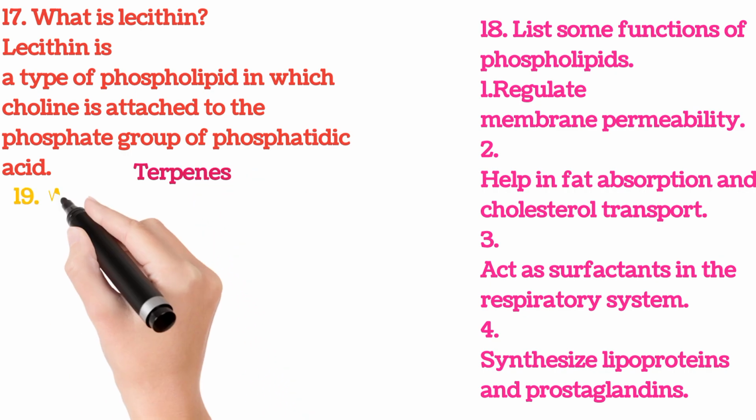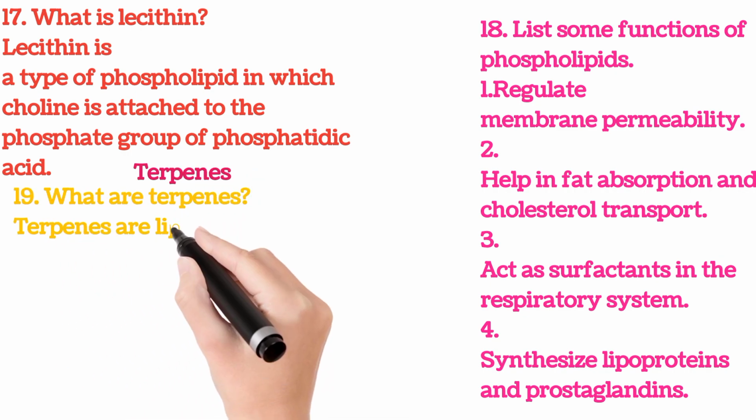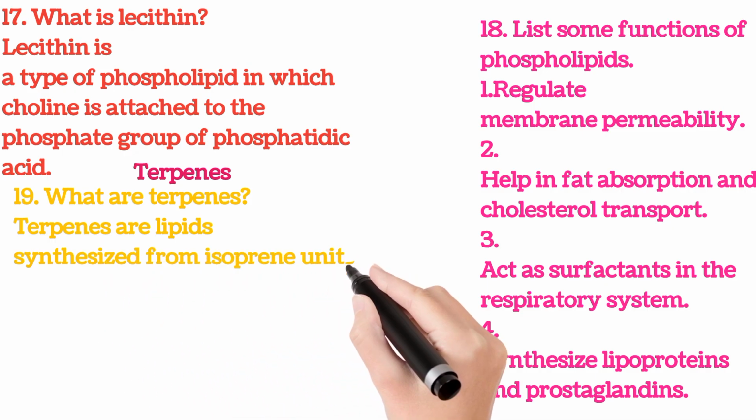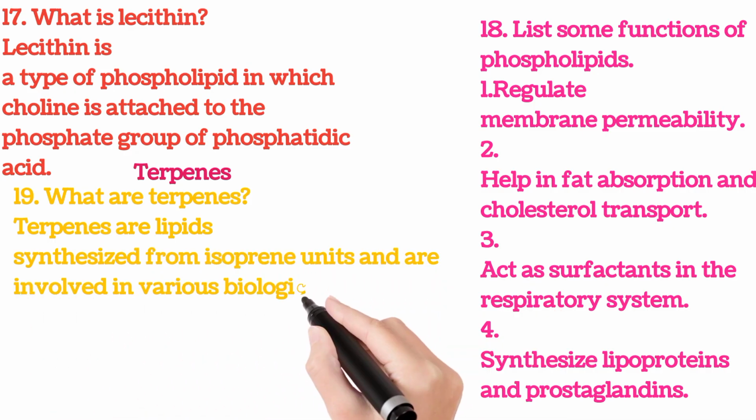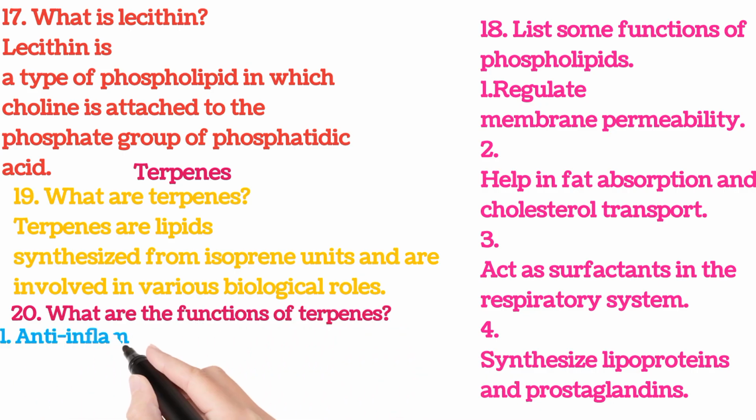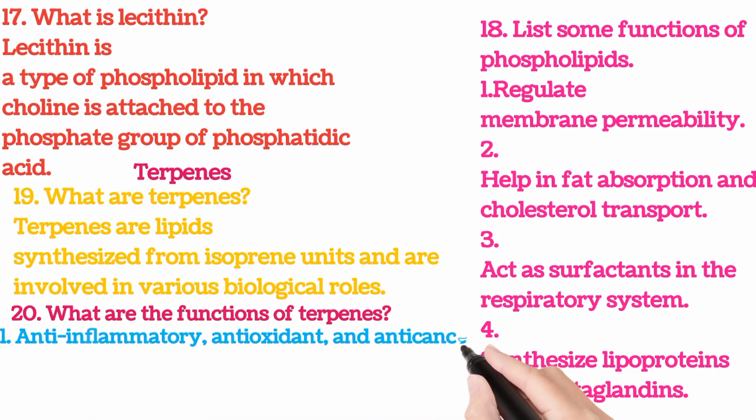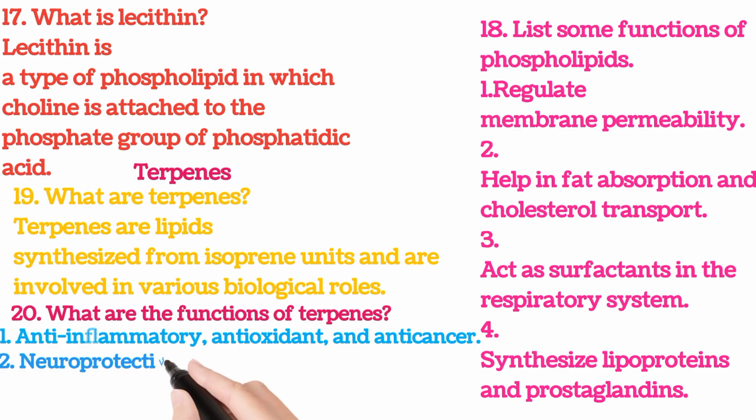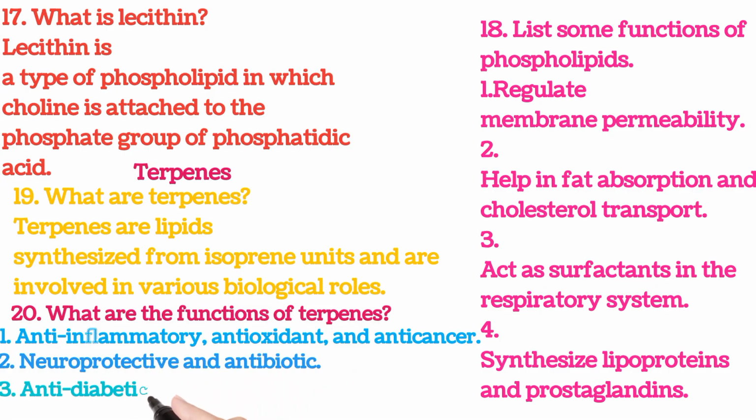Terpenes. 19. What are terpenes? Terpenes are lipids synthesized from isoprene units and are involved in various biological roles. 20. What are the functions of terpenes? Anti-inflammatory, antioxidant, and anti-cancer. Neuroprotective and antibiotic.